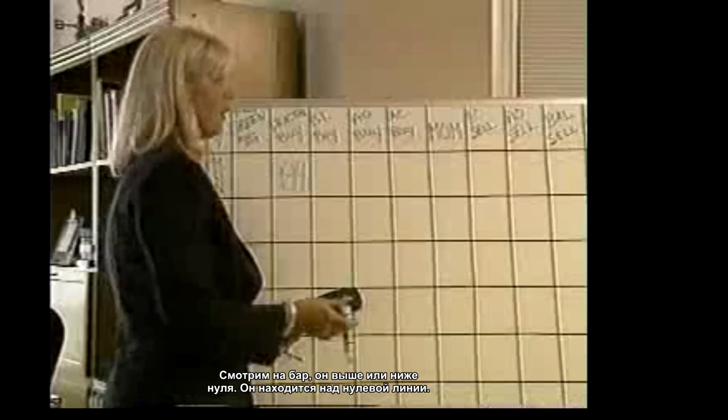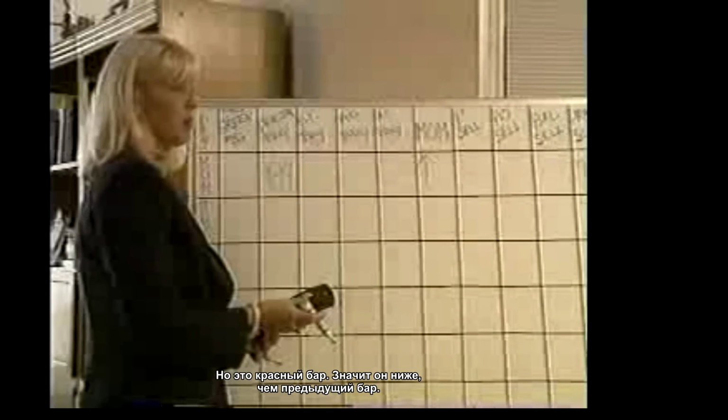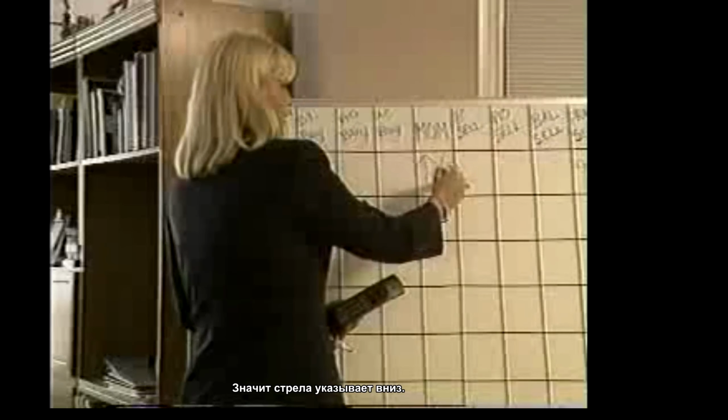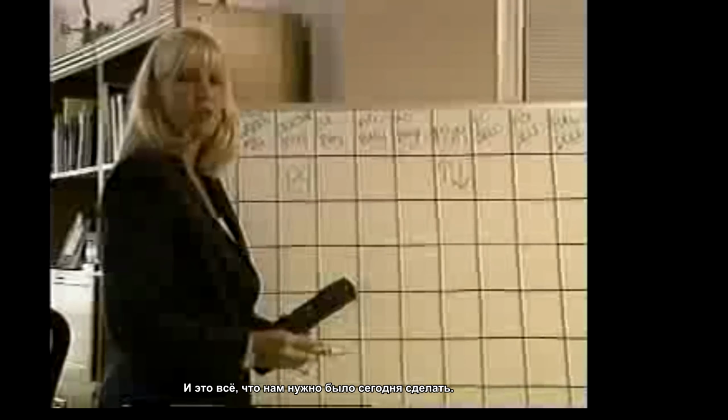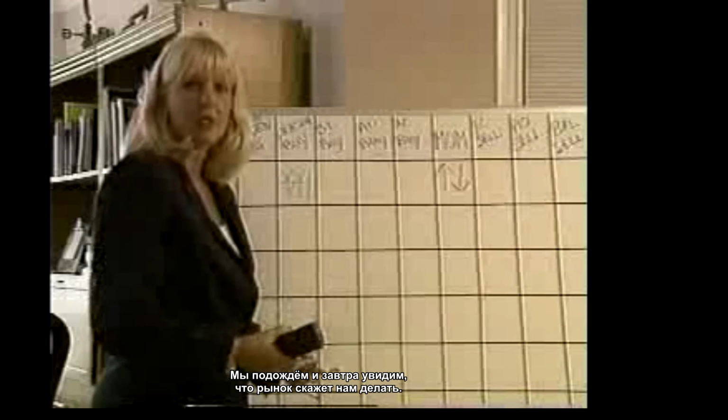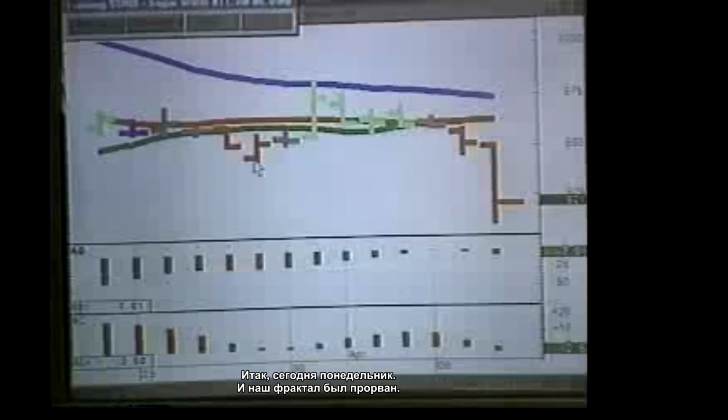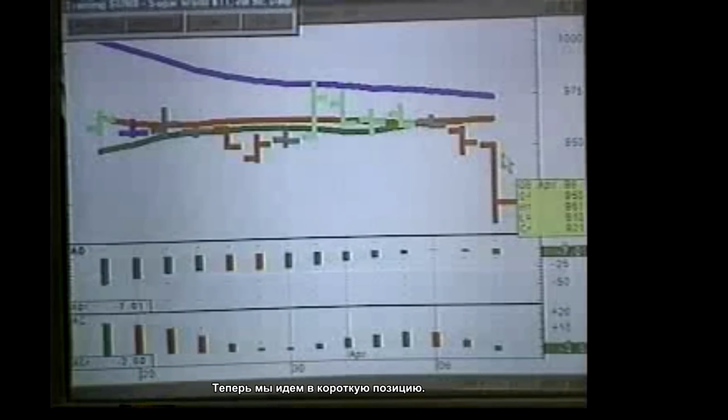Now, the only other thing we need to do here is find out what the mom is. Remember, we go to the AC and look at the bar. Is it above or below 0? Well, it's above 0, so it's an up arrow. But it's a red bar, so it's lower than the previous bar, so it's a down arrow. And that's all we have to do today. We're going to wait and let the market tell us what to do tomorrow. Okay, so here we are Monday, and our fractal down got hit, so we're now short.